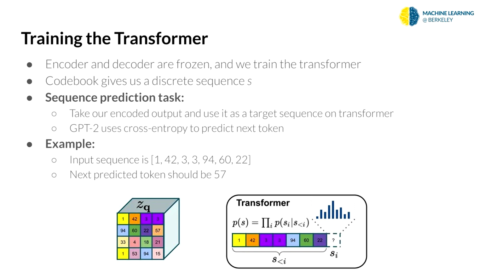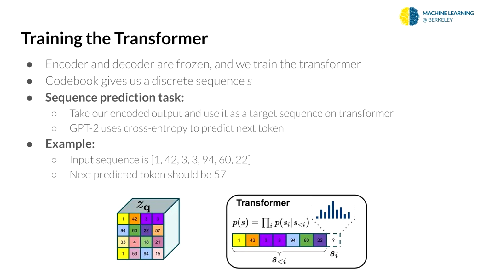So the task here is essentially sequence prediction. If we have our encoded output from this codebook, we want to use it as our target sequence on the transformer. Specifically, at the time, they used GPT-2 and they used cross-entropy to predict the next token.